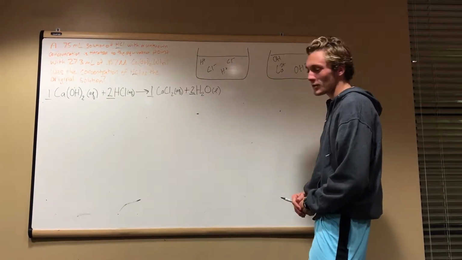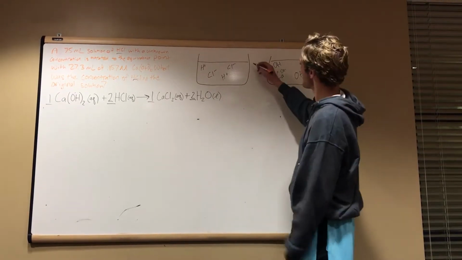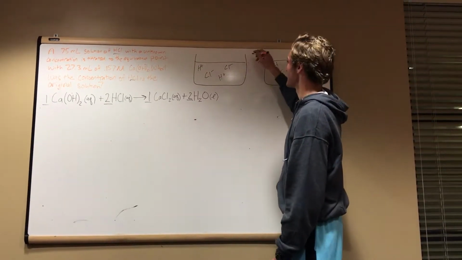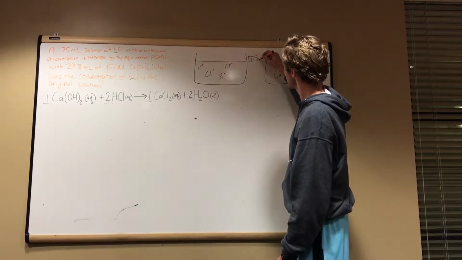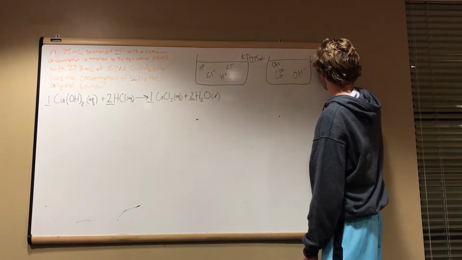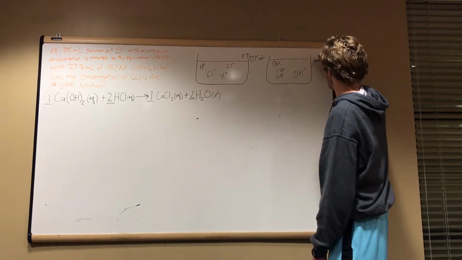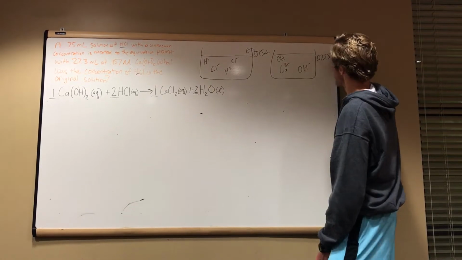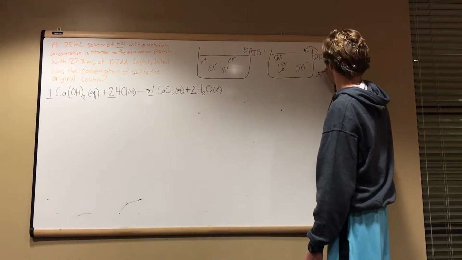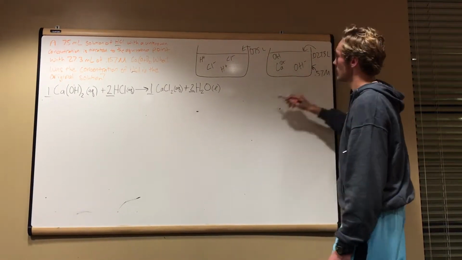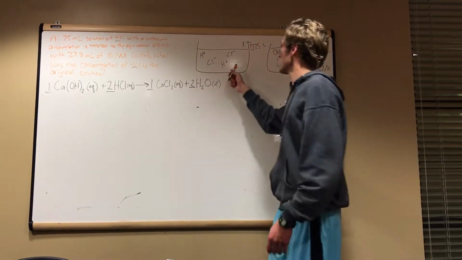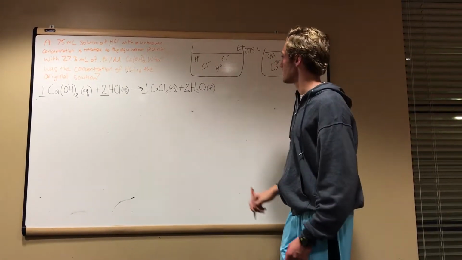And so now we know that we have 75 milliliters, which is 0.075 liters, right here. And we have 27.3 milliliters, which is 0.0273 liters, in here, and this is 0.157 molar, and the concentration is unknown for this one. So now the goal of the problem is to find the initial concentration of HCl in there.